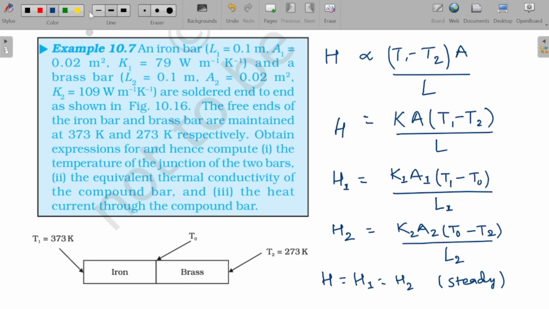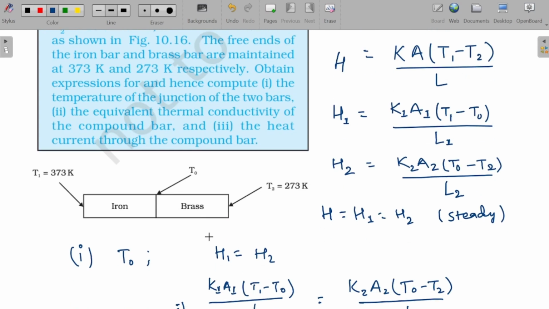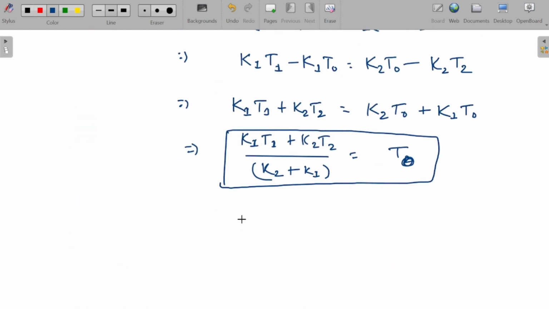So we can do one thing. We can put all these values and then we can compute for T naught. And I am leaving this part to you. You can just put all these values here and then you can obtain this T naught, and it should be somewhere 350 Kelvin, and it will be in SI system also because everything is given in SI system.